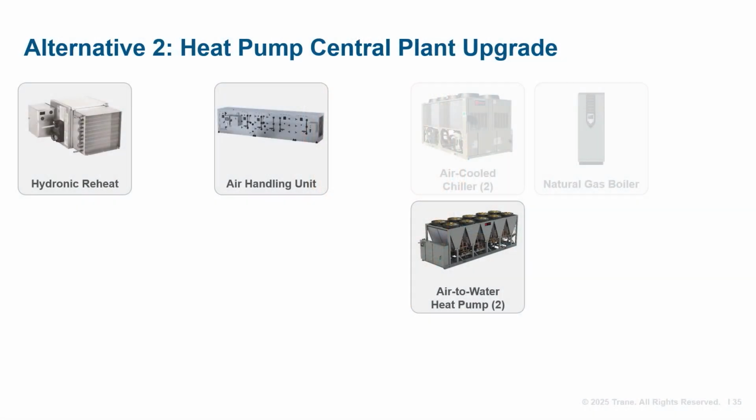Okay, let's look at another option. In this second alternative, we will replace the existing chillers and natural gas boiler with air-to-water heat pumps. The air-to-water heat pumps would serve the dual duty of producing chilled water for cooling and producing hot water for heating. It allows us to remove the boiler, which reduces the on-site fossil fuel emissions. Of course, the building still needs heat that will come from the heat pump. This heat pump consumes electricity, and the emissions analysis later will tell us how that looks.